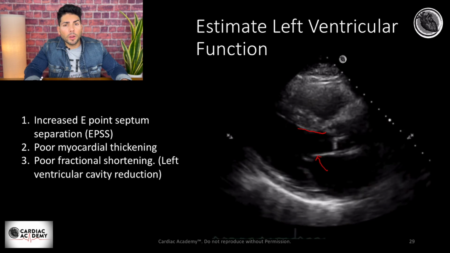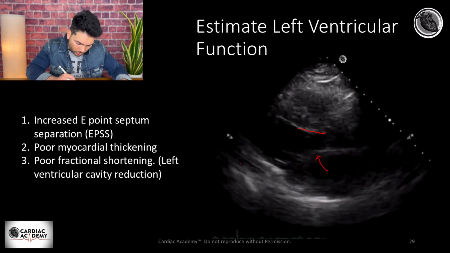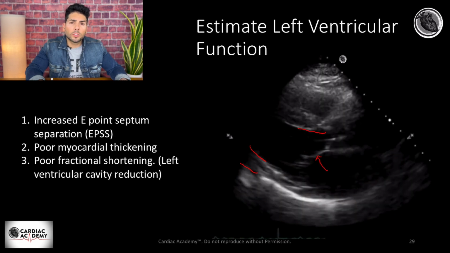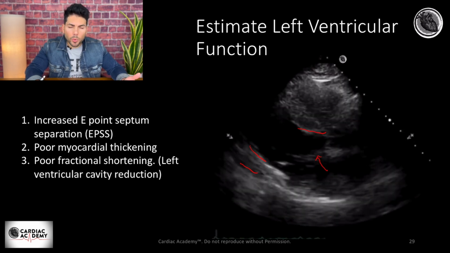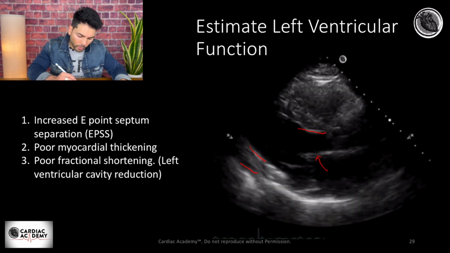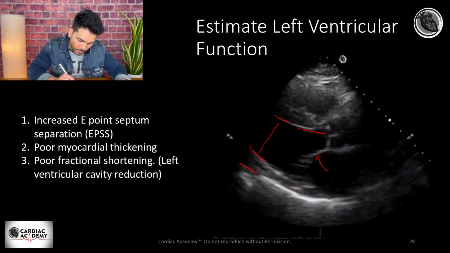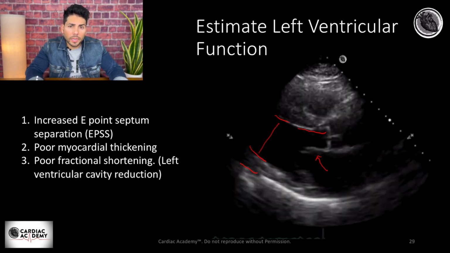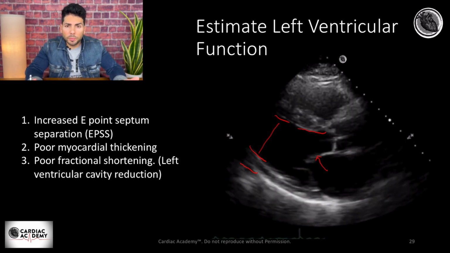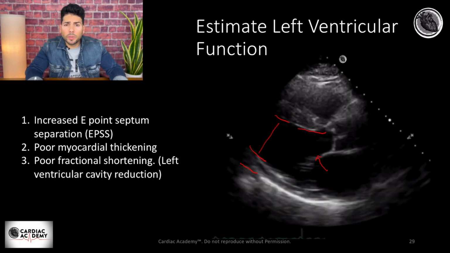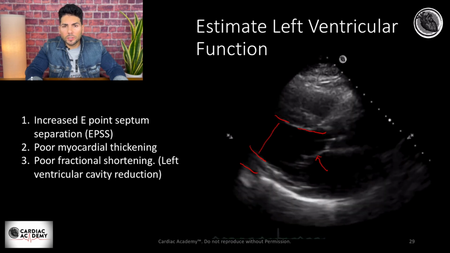Then we look at the myocardial thickening, and we look at the muscle, and we can see that it's barely changing from systole to diastole. So there's a very poor myocardial thickening. And finally, we look at the fractional shortening, and we look at the distance in between the left ventricular wall and the interventricular septum. And it should approach each other with each beat. And we can see that it's barely moving. So in this particular case, we have a very poor ejection fraction, okay?